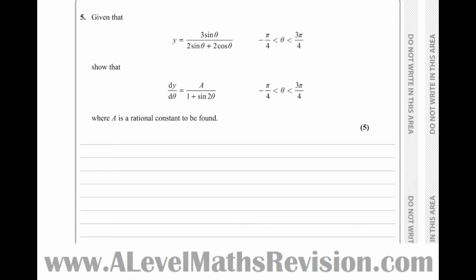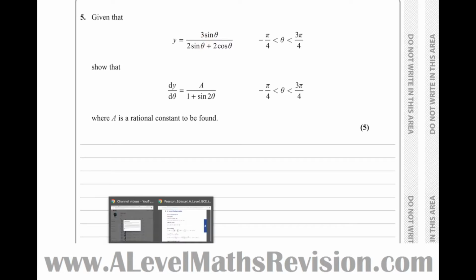Question 5. Given that y equals 3 sine theta over 2 sine theta plus 2 cos theta, for that domain, show that dy by d theta equals that. For this one, notice that it's a fraction, a quotient, so we're going to use the quotient rule to differentiate it. Don't worry if you can't remember the quotient rule, because it's in the formula booklet.